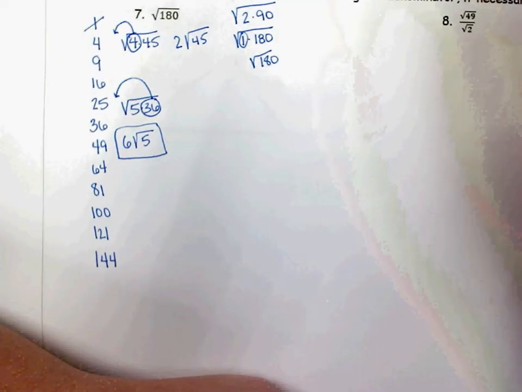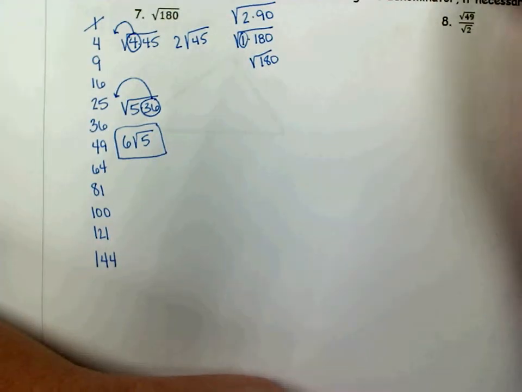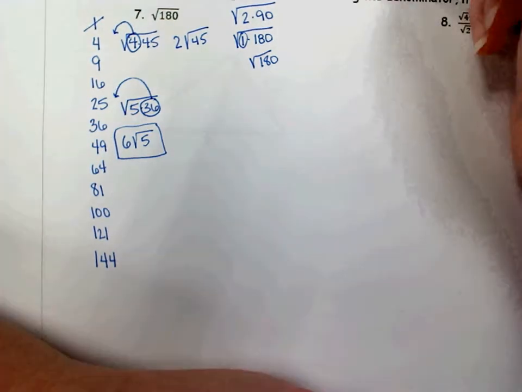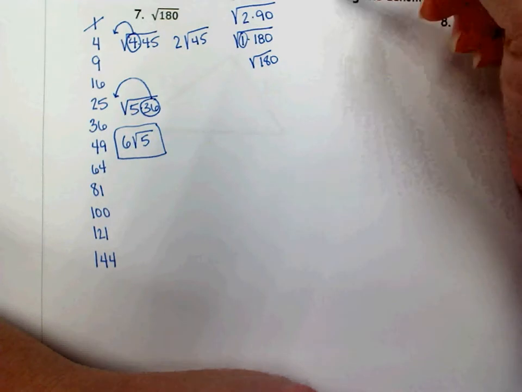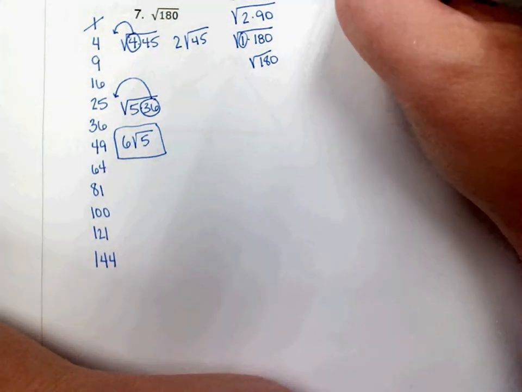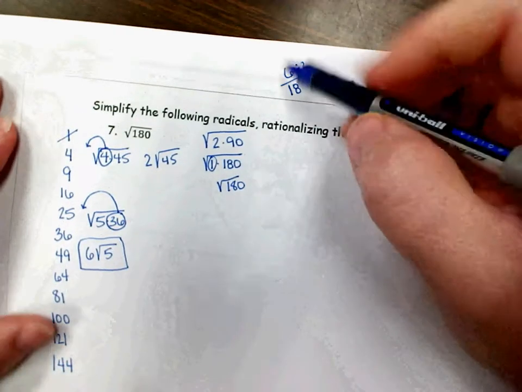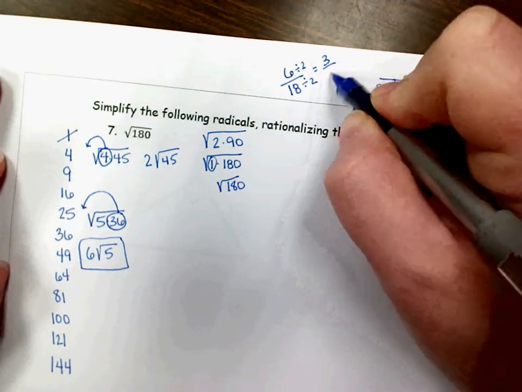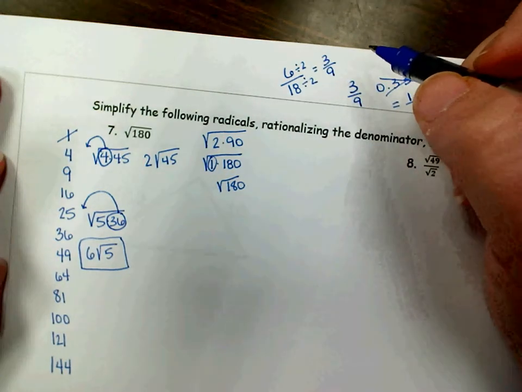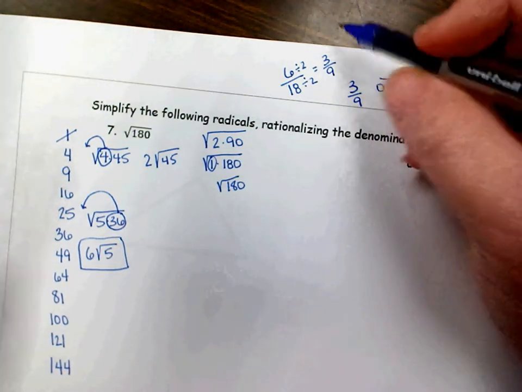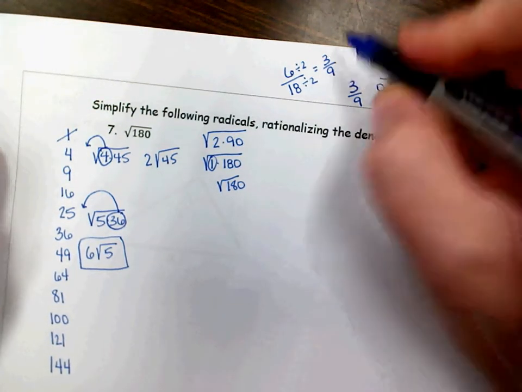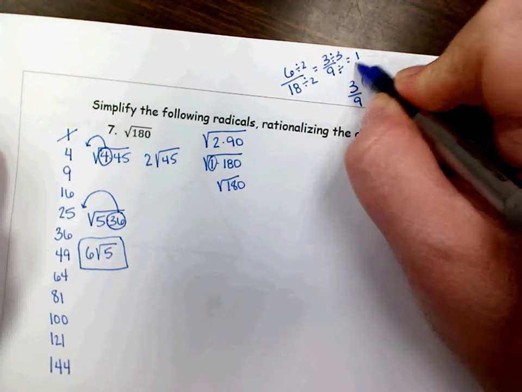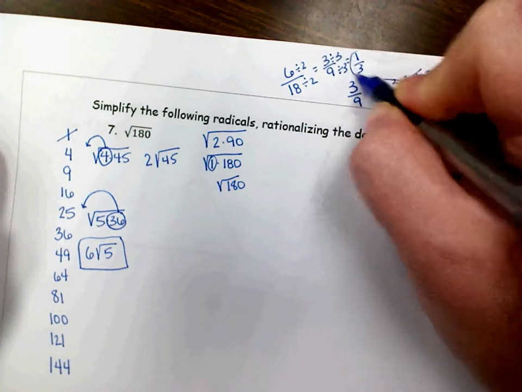It would be like if I took 6/18 and I reduced it. If I reduce this by dividing both of these by 2, I would have 6 divided by 2 is 3, 18 divided by 2 is 9. Well, I simplified it, right? But not all the way, because this can still be simplified. 3 and 9 both have a common factor of 3. So simplified, 3 divided by 3 is 1, 9 divided by 3 is 3, simplified all the way is 1/3.